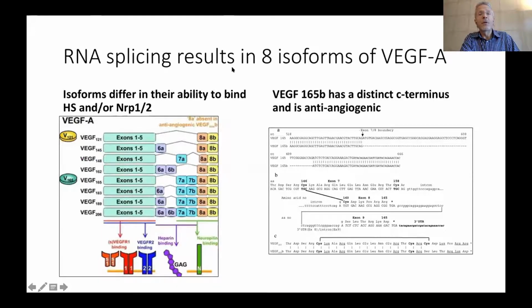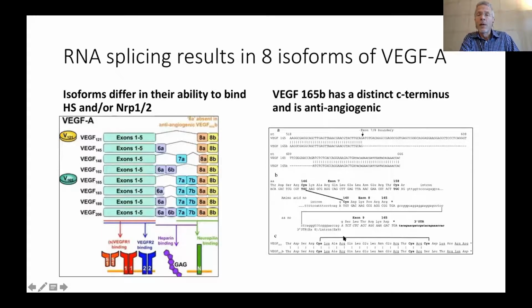VEGF-A is actually, there's 8 isoforms of VEGF. Those are due to RNA splicing, which is where that variability comes from. All 8 isoforms are similar in that they have the part of VEGF that binds to the receptors. The variability lies within exons 6, 7, and 8, which alter the ability to bind to heparin and/or neuropilin. There's also a VEGF 165b version of VEGF-A, which has a distinct C terminus and is anti-angiogenic.